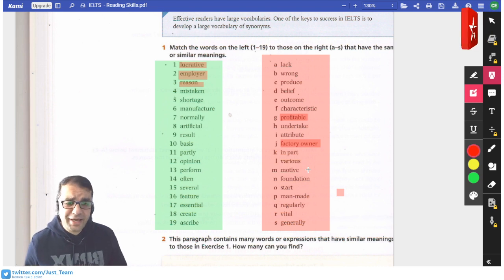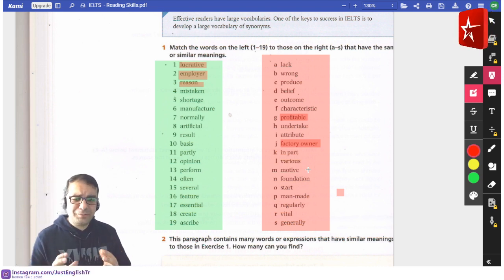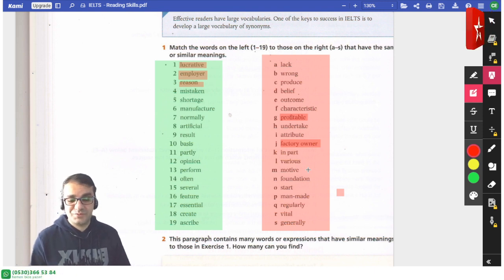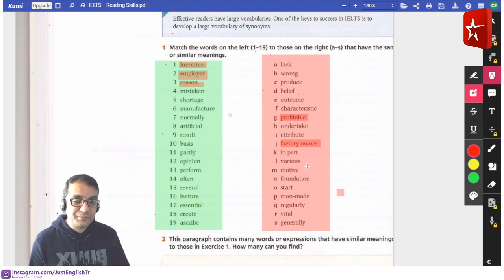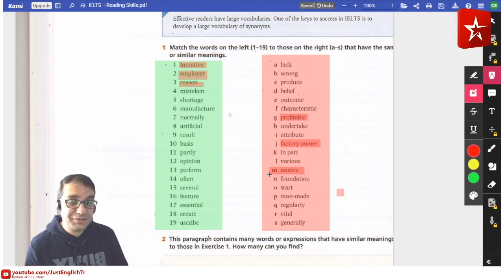There is a reason for me to do this. There is something pushing me to do this. So what is that something that is pushing me, or the reason? See how I think, how I said. I will give you the answer of number 3. It's motive. Okay, it's motive.